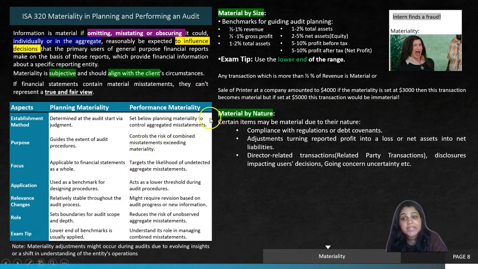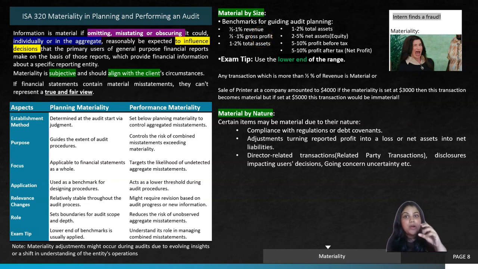So performance materiality controls the risk of combined misstatements exceeding materiality, targets the likelihood of undetected aggregated misstatements, and acts as a lower threshold during audit procedures, which means that we have set a 200,000 threshold, correct? So that is lower than the 500,000. That is what is meant by the lower threshold. It might require revision based on the audit progress or new information.